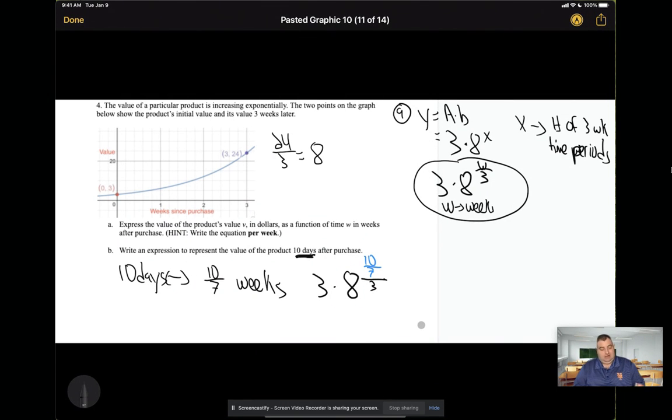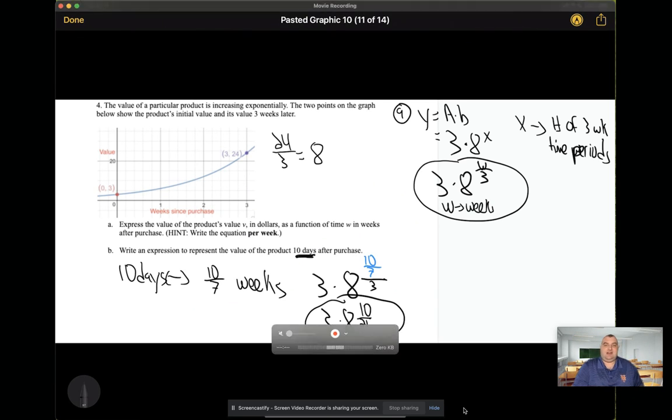Now, if I want to simplify that, this is a denominator, so I need to multiply it by this denominator. So 7 times 3 is really 21. So 10 over 7 over 3 is really 10 over 21. So the expression to represent the value of the product 10 days after purchase would be 3 times 8 to the power of 10 over 21. And that is it for number 4.